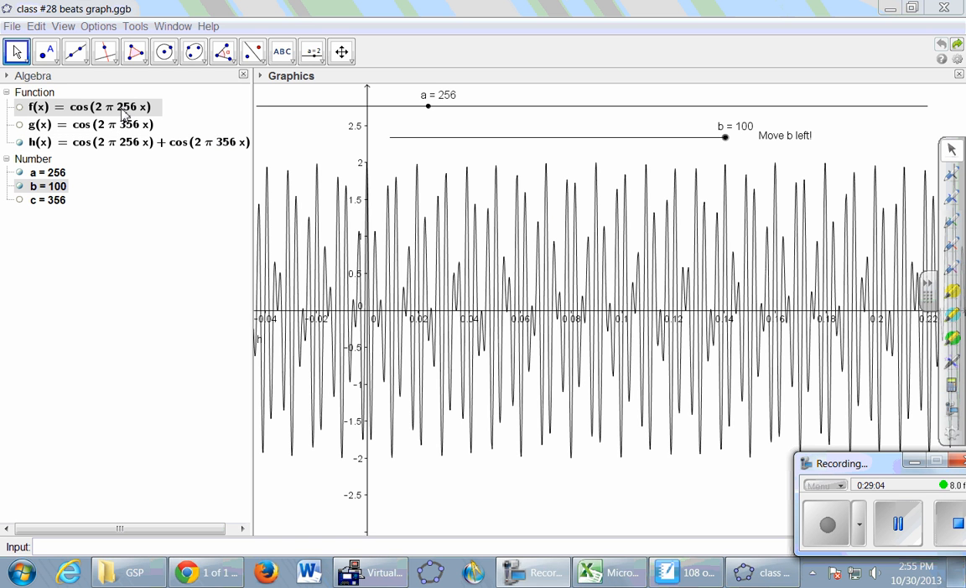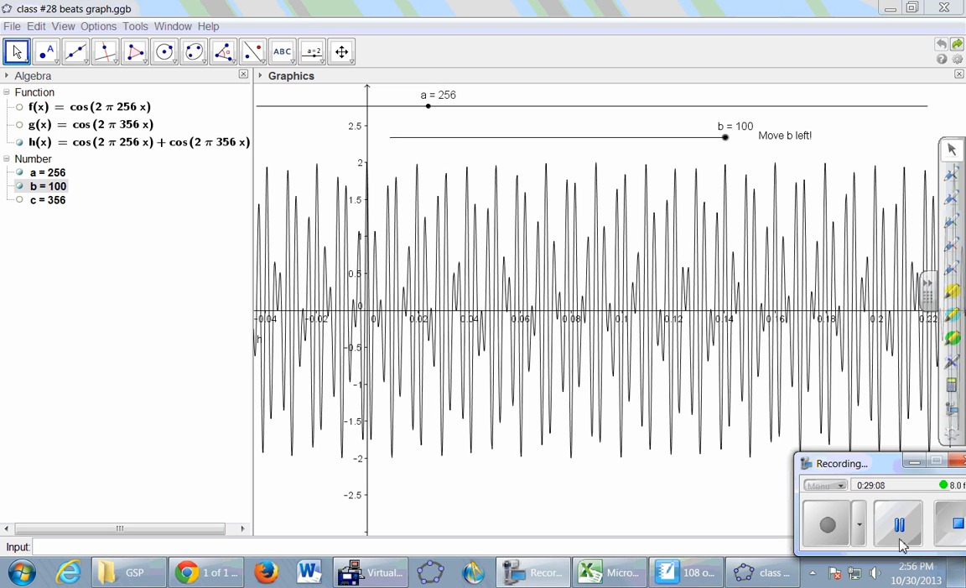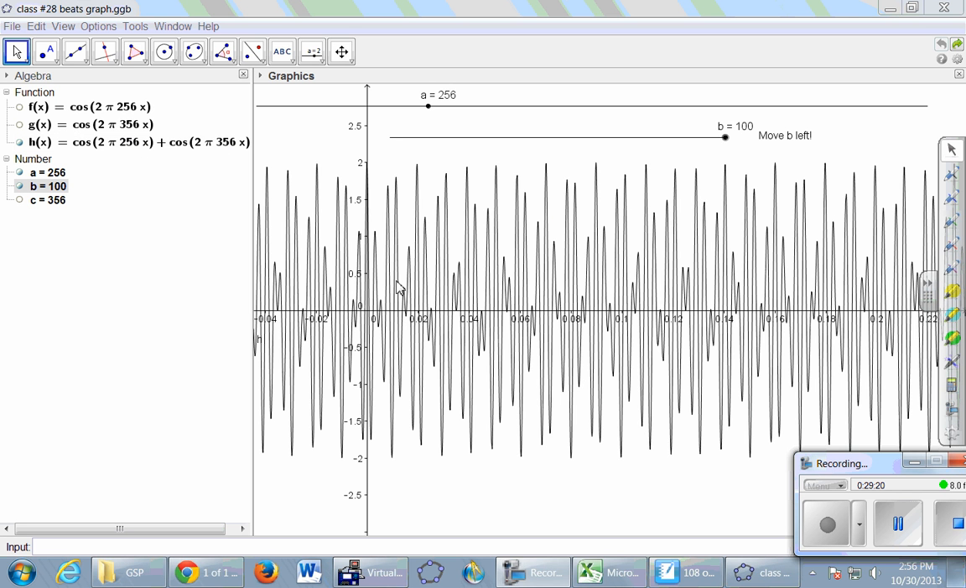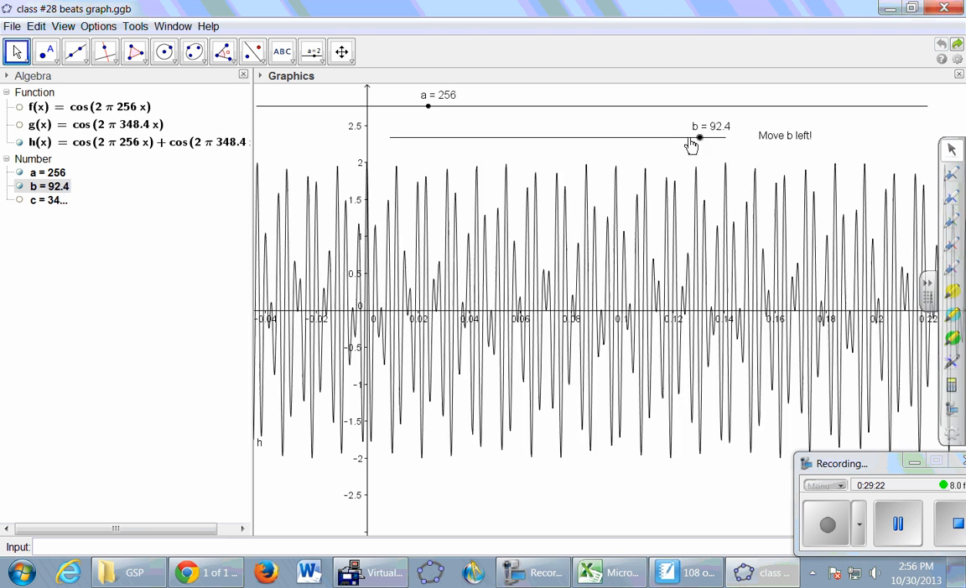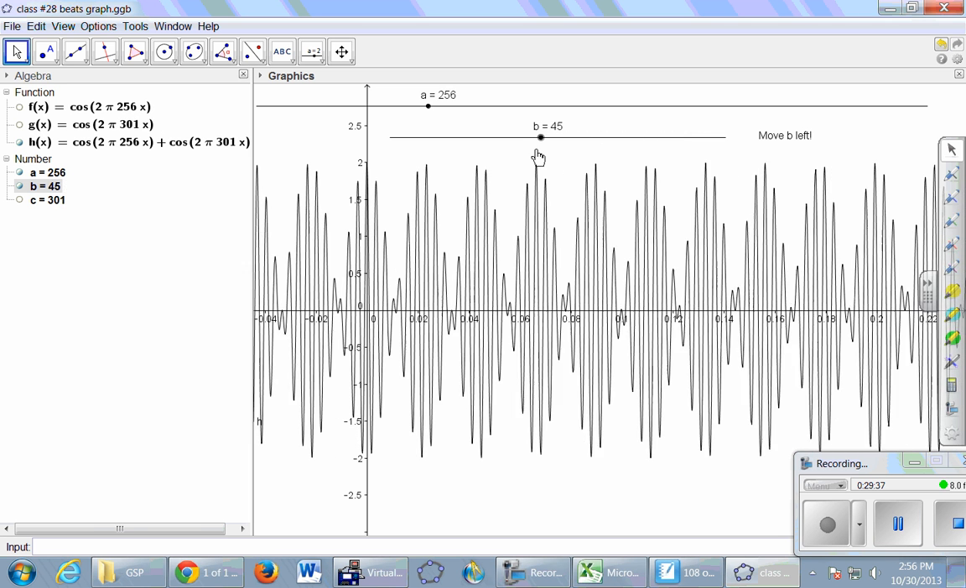So I'm not showing you these two graphs right here, but you add those two graphs together and you see this. And what we're going to do is change this 100. Right now the 100 is the difference between the 256 and 356. So we're going to make that 100 smaller, and this 356 is going to get closer and closer to the 256. And we're going to watch what happens to the graph. So we'll move it smaller here. And we get these kind of crazy patterns. It's not really clear that it's repeating yet. You can see the peaks are getting smaller, and so I don't see a full cycle of this crazy graph yet. But we'll keep moving to the left.